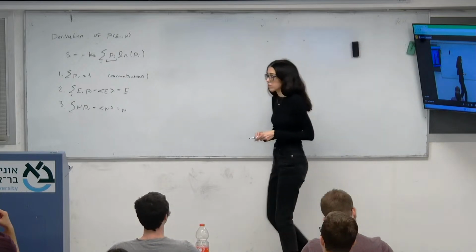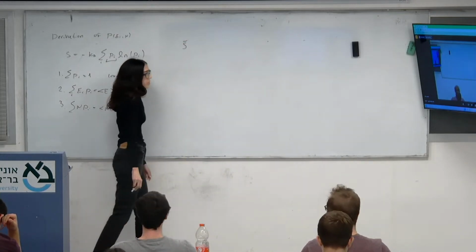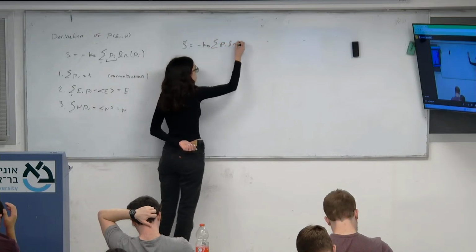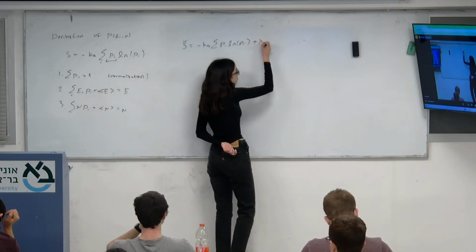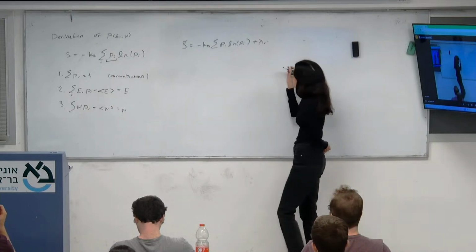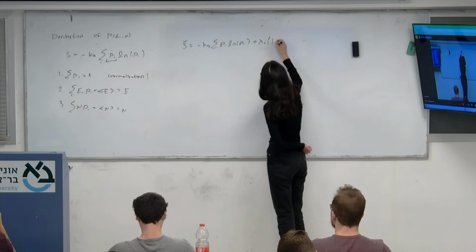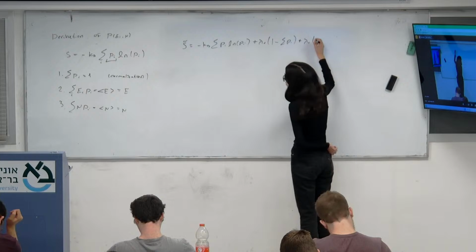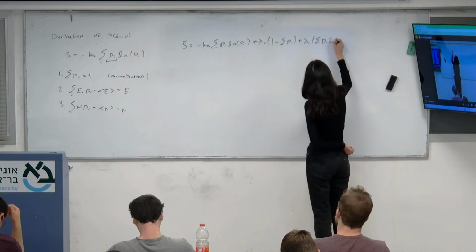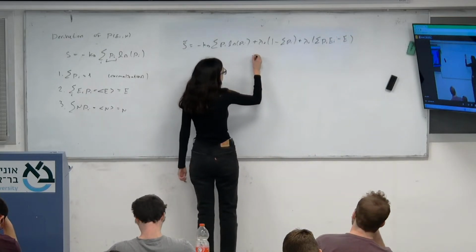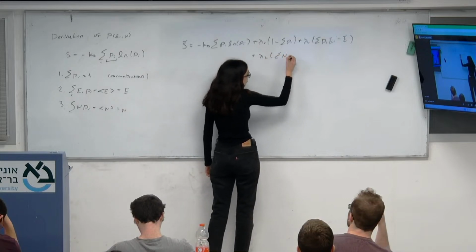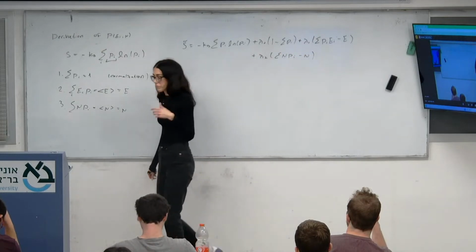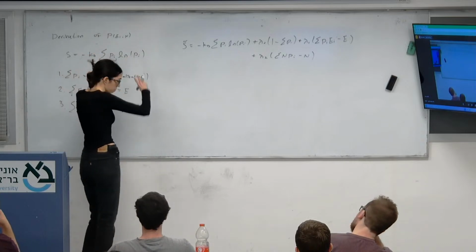So I assume you remember Lagrange multipliers. I can define some S tilde that's equal to the entropy, so I have minus k_B sum of p_i ln p_i, plus lambda 0, some parameter, multiplied by 1 minus sum of p_i, plus lambda 1 times sum over p_i E_i minus E, plus lambda 2 times sum of n p_i minus N. So this is equal to 0, this is equal to 0, and this is equal to 0. And we want to find the maximal point of this function.